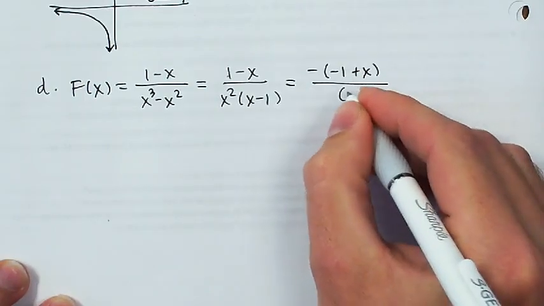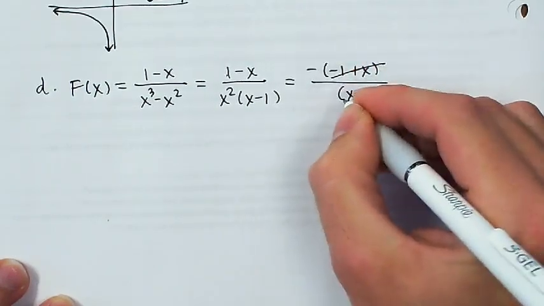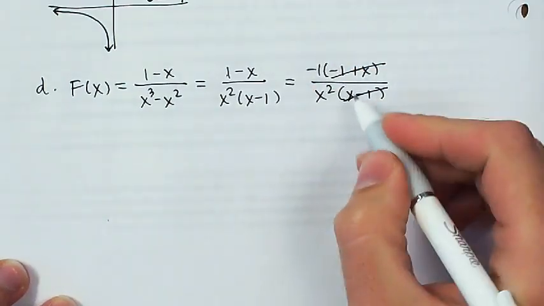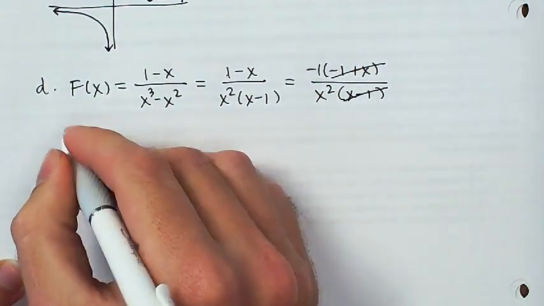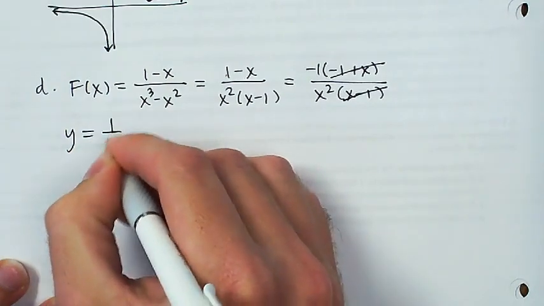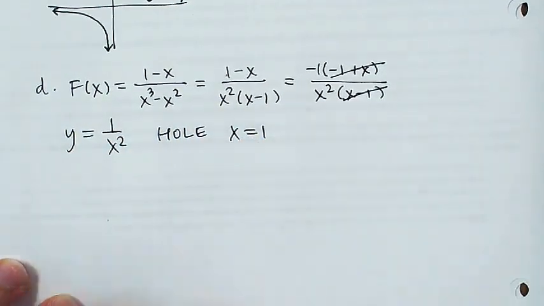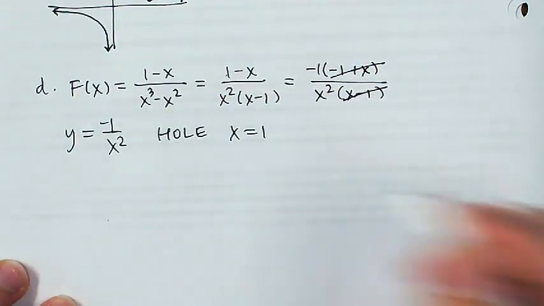And then I've got an x and a minus 1, an x and a minus 1 here, so I can cancel those off. And I've got negative 1 over x squared with a hole at x equals 1. So I've got y equals 1 over x squared, hole at x equals 1. Wait, no, that was negative 1 over x squared.